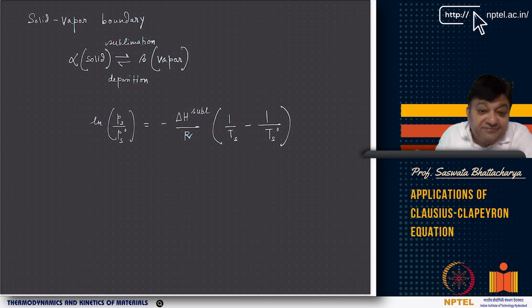But again, the vapor phase has a much bigger molar volume than the solid phase, and so you end up with the same equation. The only thing is Ts is the transformation or sublimation temperature of interest, and Ts naught is the temperature at the reference state, and Ps naught correspondingly is the pressure at the reference state.